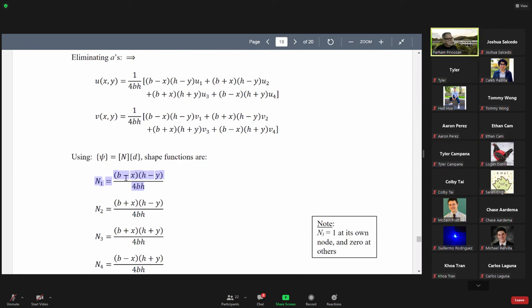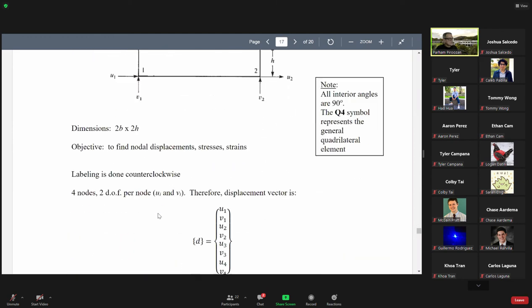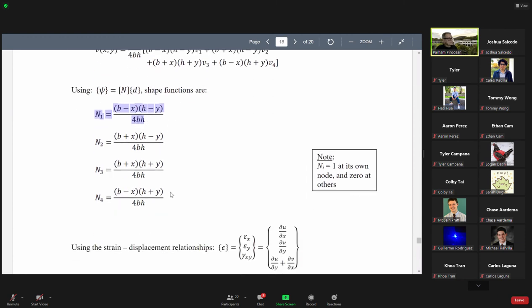Yeah, because for X, you did what? X is negative b and Y is negative h, because you see the coordinates of this node 1: its x is negative b, and its y is negative h. So if you put these coordinates here, you get 4bh divided by 4bh, so you get 1, so N1 is 1.